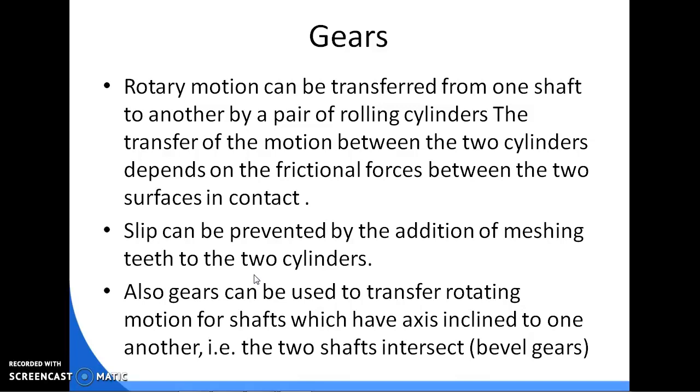equipment and tools are required to manufacture the gear. When one wheel damages, the whole setup is affected. And the next disadvantage is noisy operation, means gears have some noisy operations.